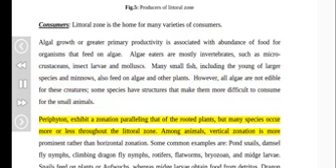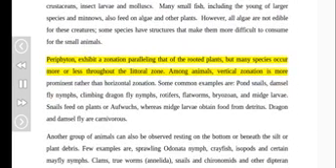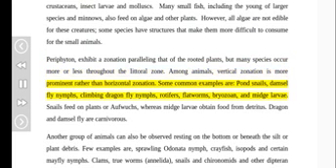Periphyton exhibit a zonation paralleling that of the rooted plants, but many species occur more or less throughout the littoral zone. Among animals, vertical zonation is more prominent rather than horizontal zonation. Some common examples are pond snails, damselfly nymphs, climbing dragonfly nymphs, rotifers, flatworms, bryozoans, and midge larvae. Snails feed on plants or periphyton, whereas midge larvae obtain food from detritus. Dragonfly and damselfly are carnivorous.